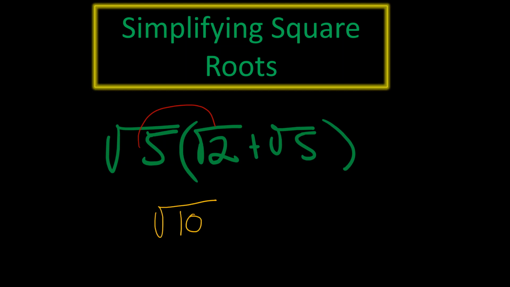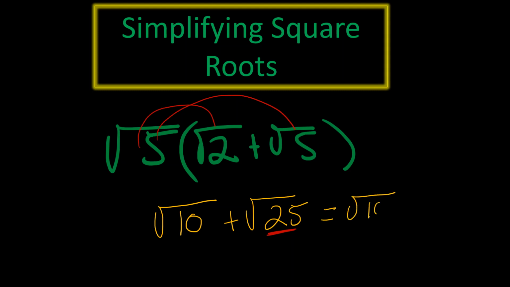And now what we have to do is multiply the square root of 5 times the square root of 5. So this gives us the square root of 25. However, we're not finished yet because the square root of 25 is a perfect square. So we can rewrite this equation as the square root of 10 plus 5. And that will be the final answer.